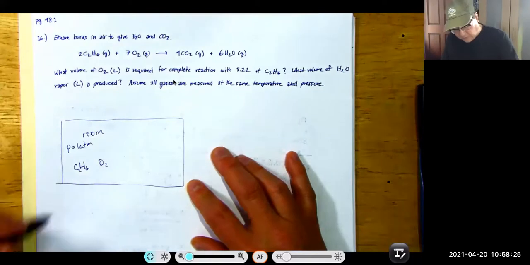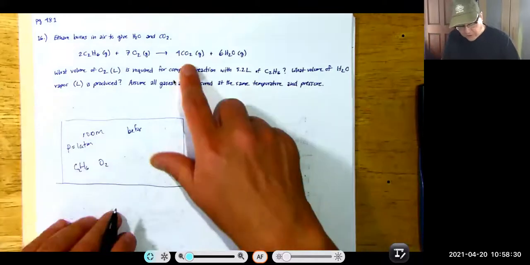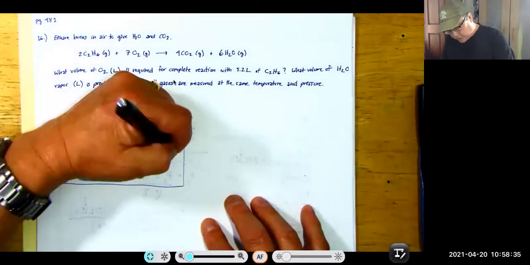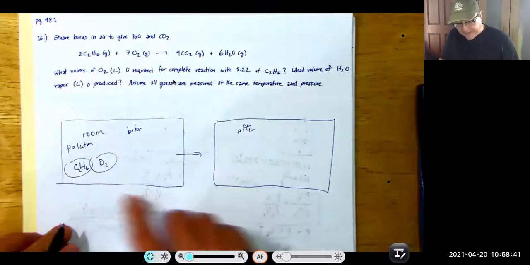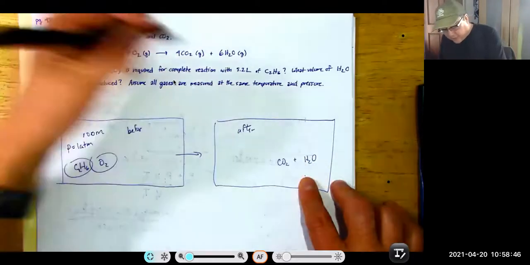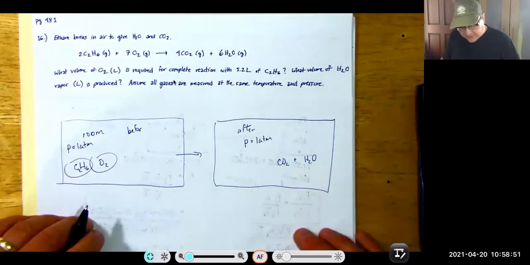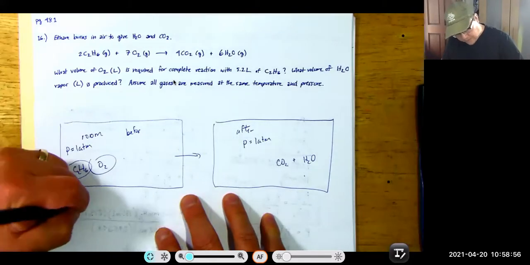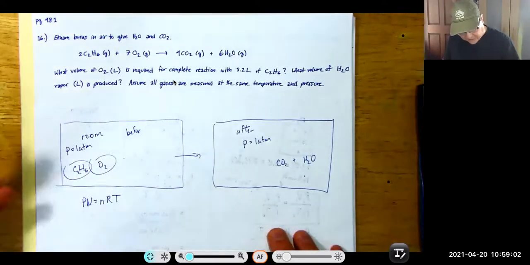Okay, so this is the room before. And here, there is no CO2 and no H2O. We just have these two gases, and the pressure is 1 atmosphere. So here, afterwards, presumably, we don't have any of these gases, and we only have CO2 and H2O gases, and the pressure is 1 atmosphere. Okay, so here's the deal here. When we look at this, we know that PV equals nRT. So that's the ideal gas law.